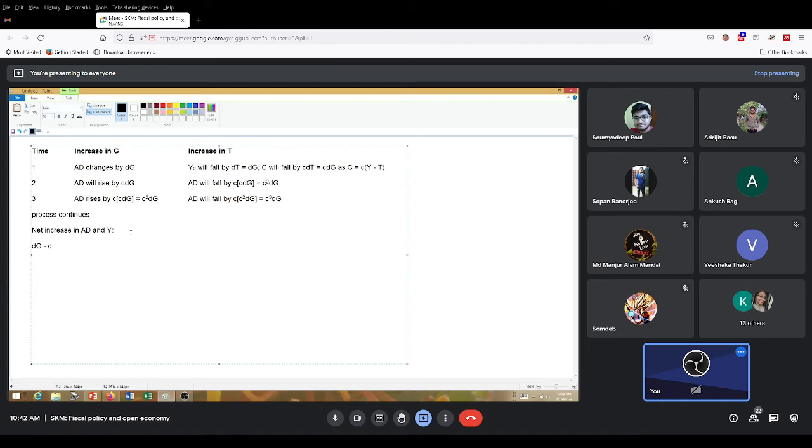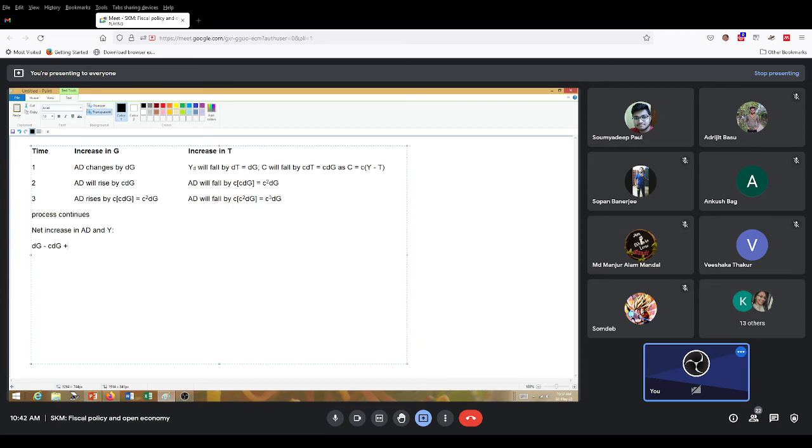Suppose your income changes by 100 rupees. Is your consumption changing by 100? No, it will change by C into dY. So in the first period you have, what is the change? It is dG minus C into dG. This is the first line.